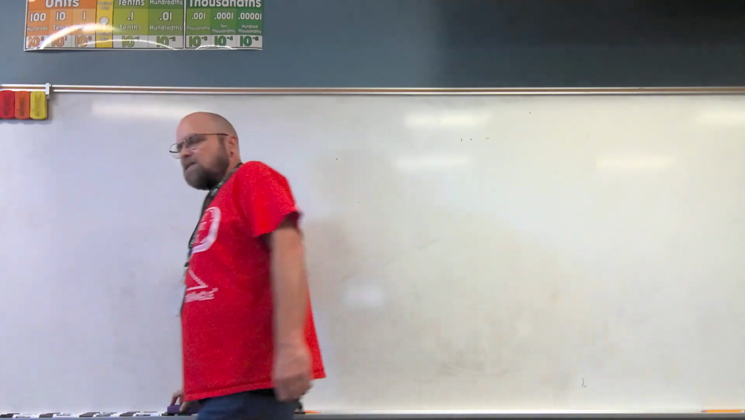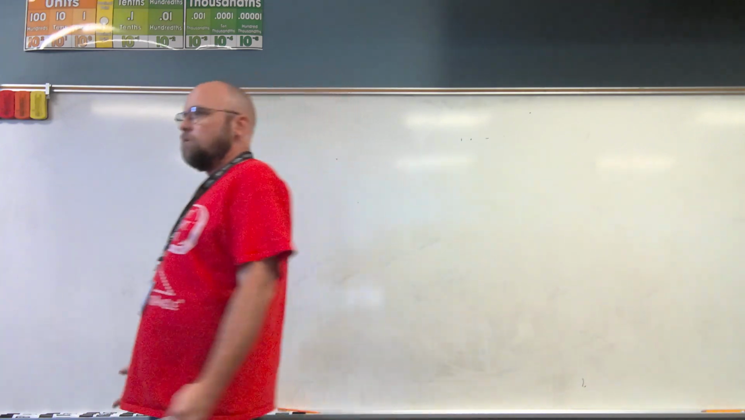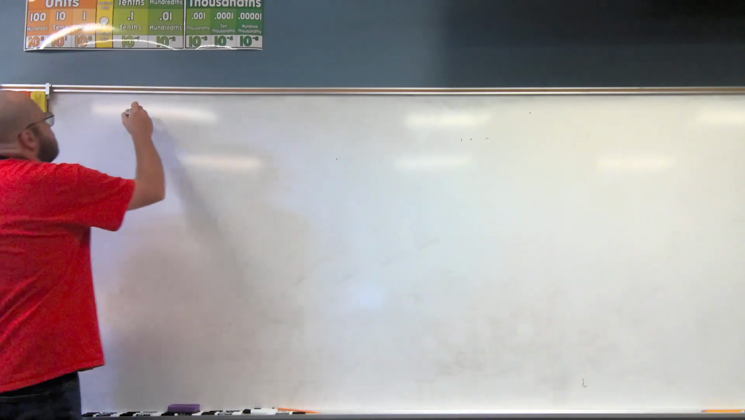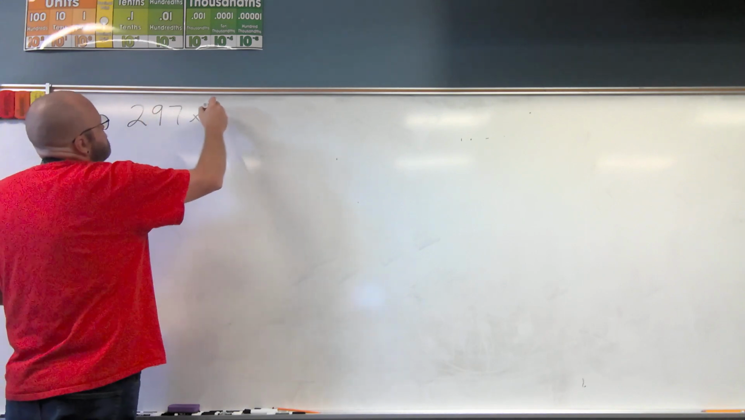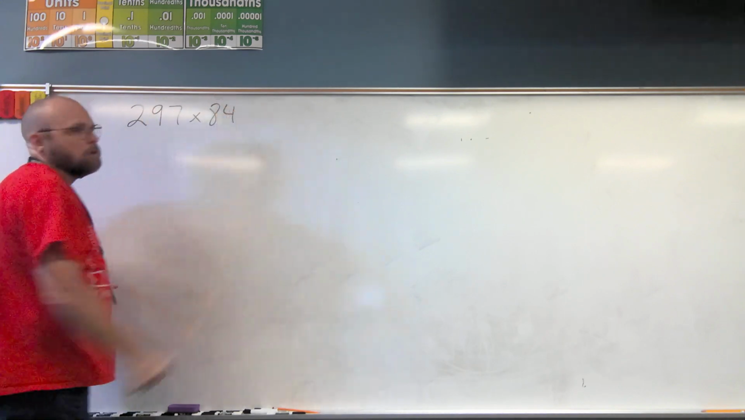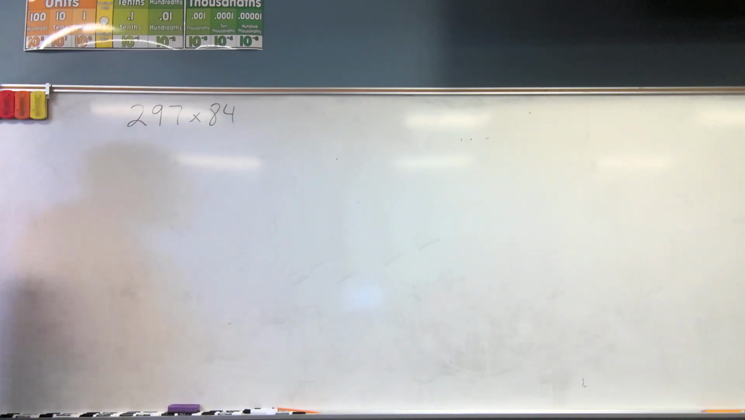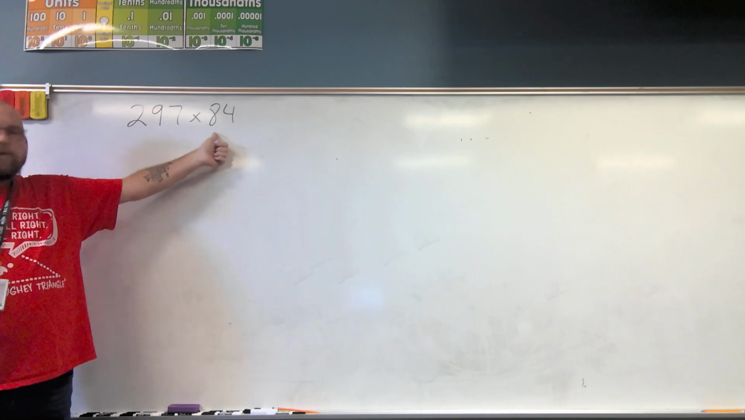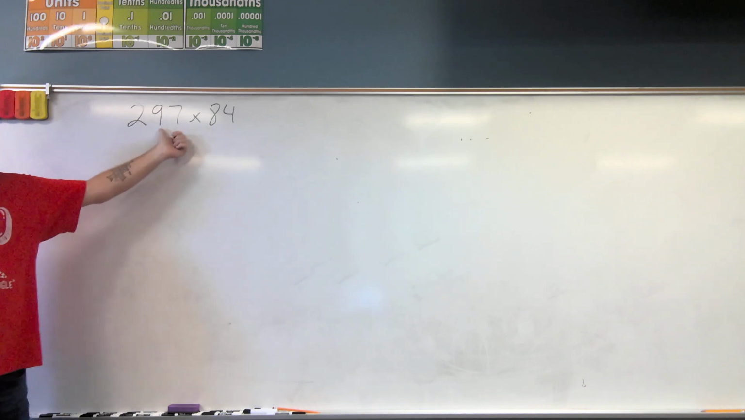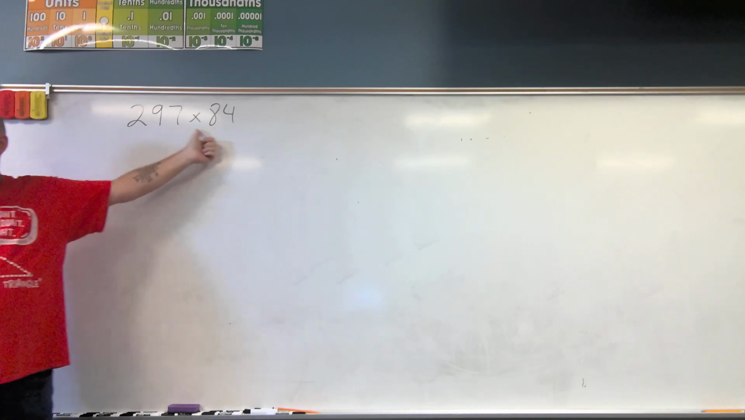Let's look at one more. Let's make this a 3-digit by a 2-digit. Okay, so let's make it 297 times 84. So we have a 3-digit factor and a 2-digit factor. Remember, the factors are the numbers being multiplied.